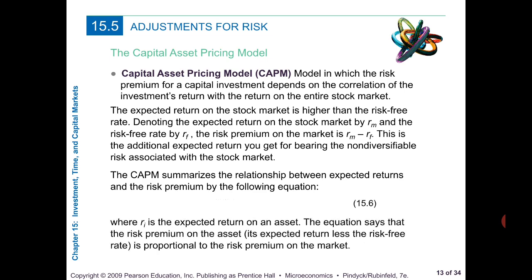So the capital asset pricing model is usually used. It is very popular in finance, corporate finance. The risk premium for a capital investment depends on the correlation of the investment's return with the return on the entire market. The expected return on the stock market, which we will call RM, is higher than the risk-free rate.